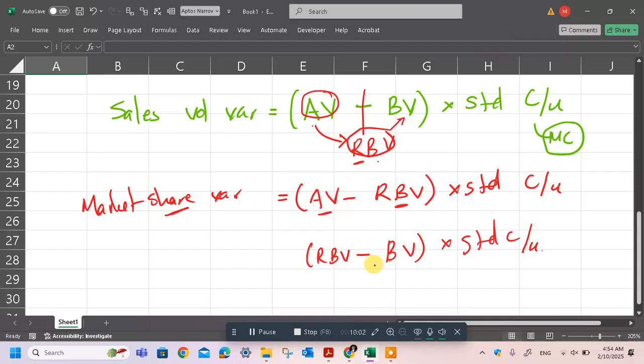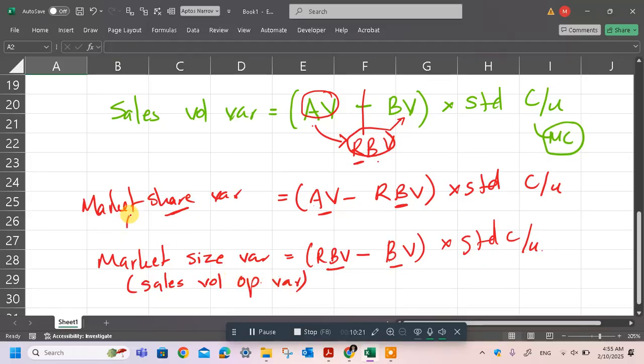Budget and revised budget are being compared. Look at this. Budget and revised budget are being compared. That reflects market size variance. Another name for this is sales volume operational variance. This is sales volume planning variance. Clear? So this is how we derive the formula. Before you start answering, write this in your rough paper and keep these formulas ready.